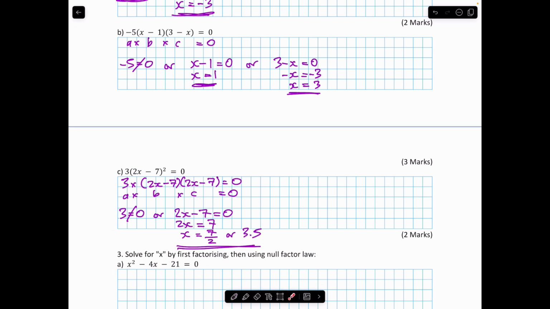Why, Mr. T, are you not doing this one? Well, it would be exactly the same. 2x takes 7 equals 0 is the same.